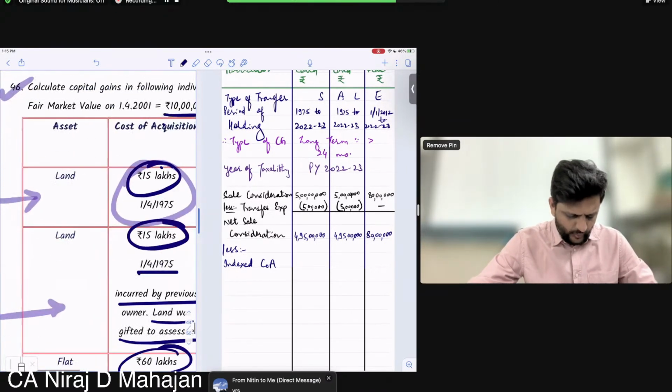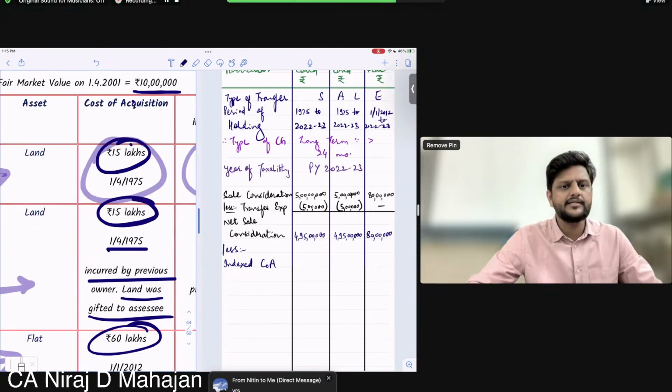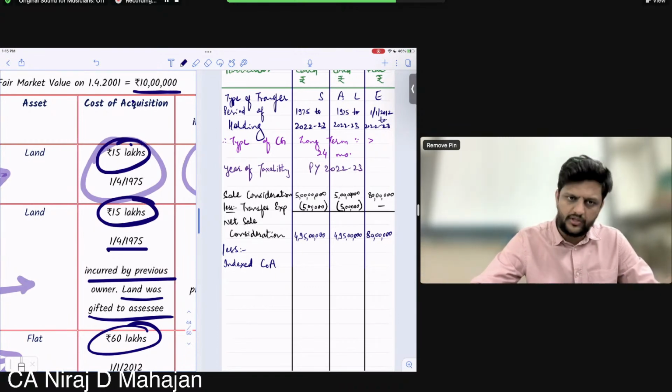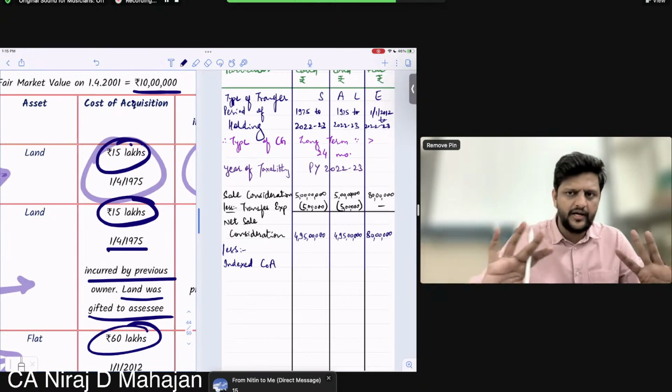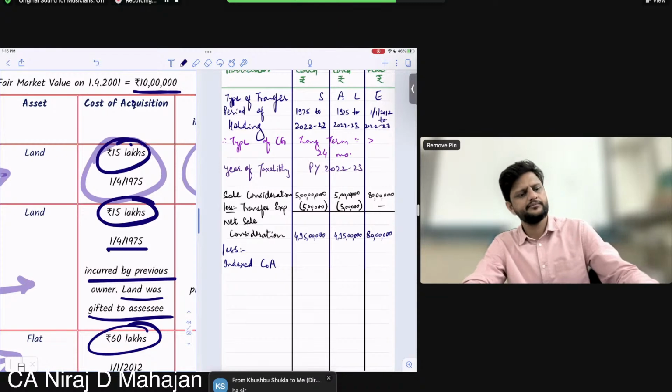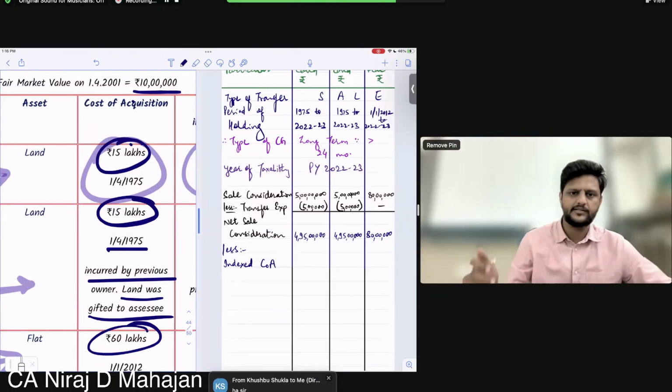Fine. Okay. One more thing. In second example of land, the original cost 15 lakhs was incurred by a previous owner, and the previous owner has given it as gift to the current owner. How much, bachcho, cost of acquisition will we take? Will we take 15 lakhs or no? We will take, bachcho, 15 lakhs. That means we are allowing previous owner's cost of acquisition also. Is it clear, everybody? Khushbu, Nitin? Good. Very good. Fine, everybody? क्या बात है? Very good, बच्चों. Nice.